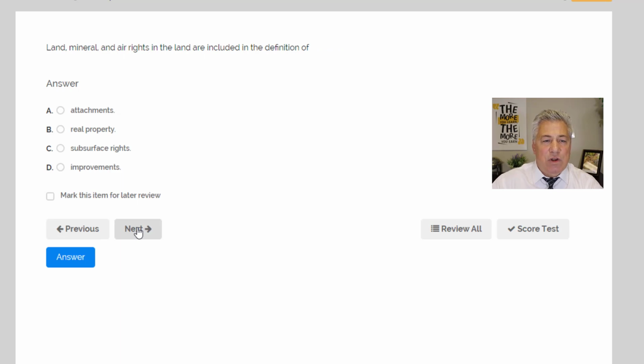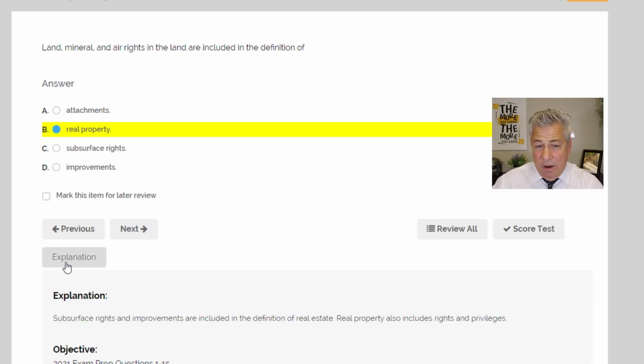And our exam prep question number 3. Land, mineral, and air rights are included in the definition of: A, attachments; B, real property; C, subsurface rights; and D, improvements. And your answer is B, real property. The key term in this question is air rights.